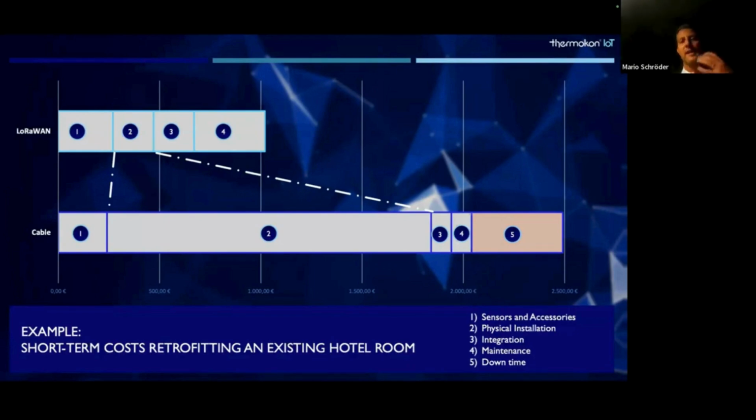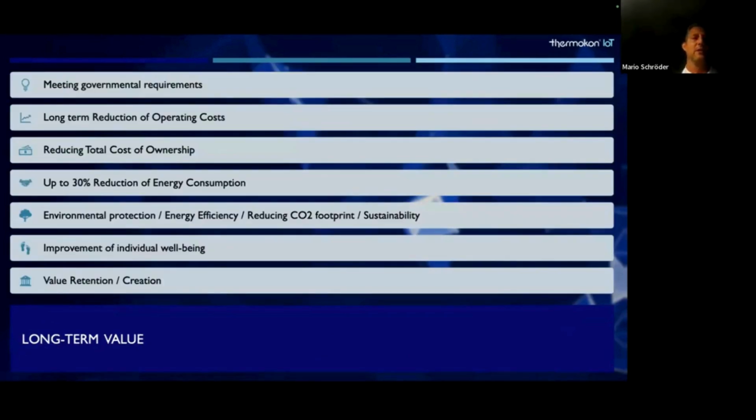And when we have a look at the next slide on the long-term value, with modernization and with LoRaWAN, on the one hand you can meet the governmental requirements and have all data available for your documentation. You can have a long-term reduction of operating cost. Also, total cost of ownership will go down. You can reduce your energy consumption by up to 30%. You reduce your CO2 footprint, help environmental protection, increase energy efficiency, and in general there is a huge sustainability effect.